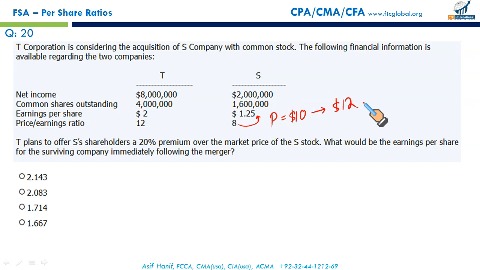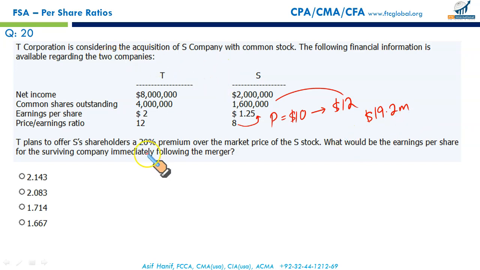How many shares are outstanding for S? 1.6 million. So if $12 is the offered share price and there are 1.6 million shares outstanding, that means 1.6 million multiplied by 12, T must offer $19.2 million either in cash or bonds or in the form of common stock.